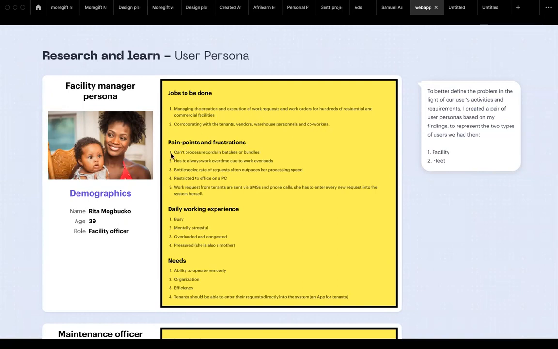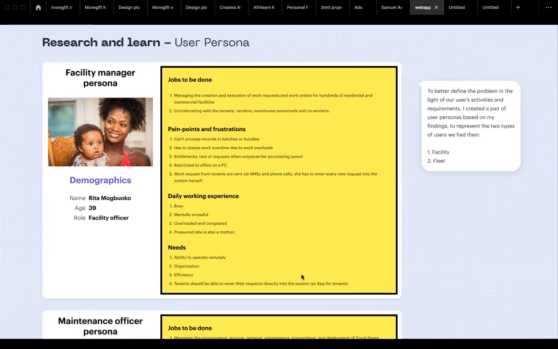Her pain points and frustrations: she cannot process records in batches or bundles. She always has to work overtime due to work overload. Bottlenecks, the rate of requests often outpaces her processing speed. She is restricted to the office on a PC. Work requests from tenants are sent via SMS and phone calls, and she has to enter every new request into the system herself. Daily work experience: busy, mentally stressful, overloaded, congested, pressure. Needs: ability to operate remotely, organization, efficiency. Tenants should be able to enter their requests directly into the system.